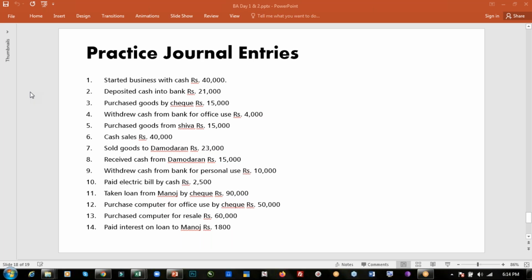Now comes the third point, purchase goods by check rupees 15,000. What will be the journal entry, guys, for the third point? Please type your answers.